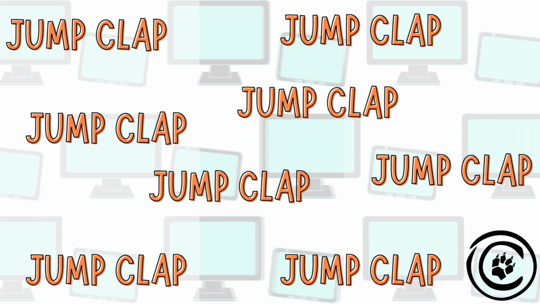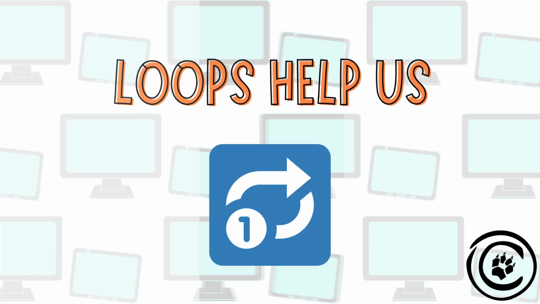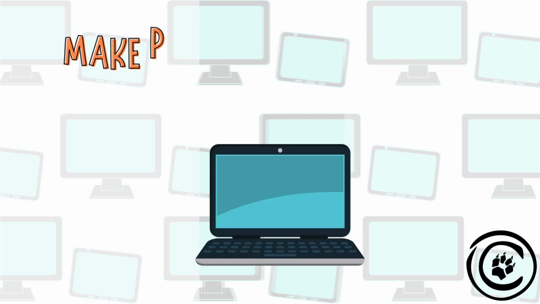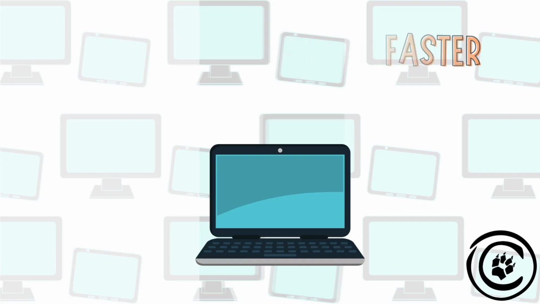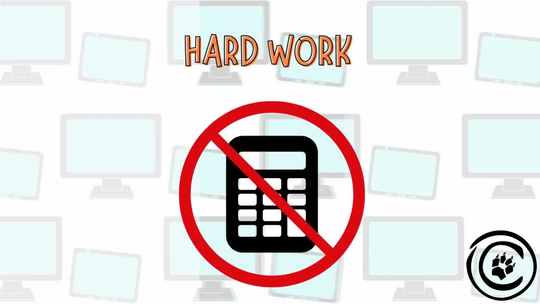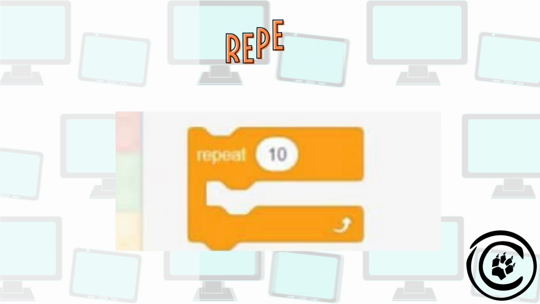Imagine writing the same instruction over and over. That's hard work and easy to mess up. Loops help us repeat tasks, write shorter code, avoid mistakes, and make programs run faster. Let's say you want your sprite in Scratch to flap its wings 20 times. Without loops, you'd have to repeat the code 20 times. That's like doing homework without using a calculator. Hard work.